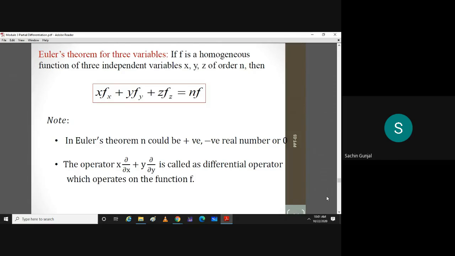By the time, let us just discuss one problem. u is equal to sine inverse of (x square plus y square). Is this homogeneous? Can you repeat? u is equal to sine inverse of the bracket x square plus y square. Yes, sir, it is homogeneous.